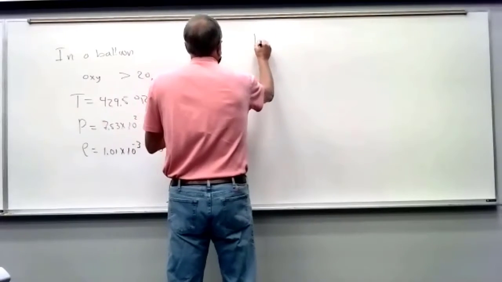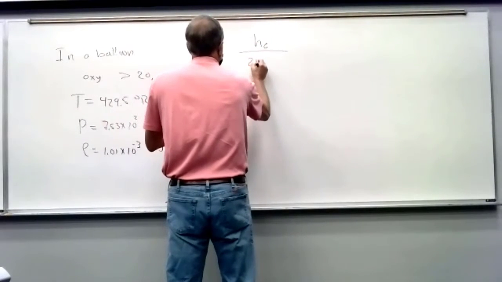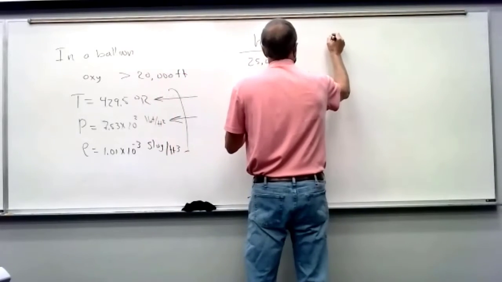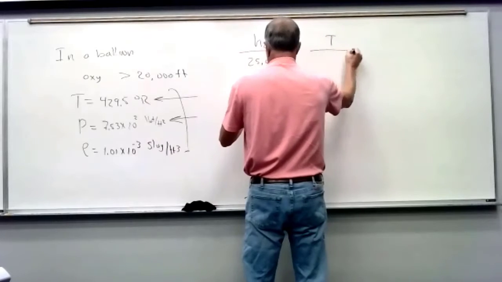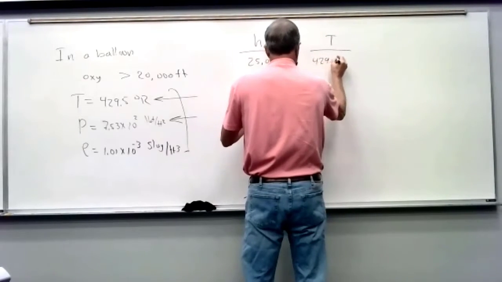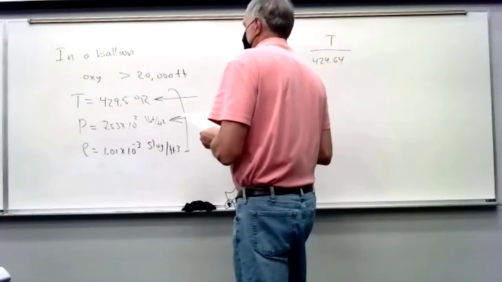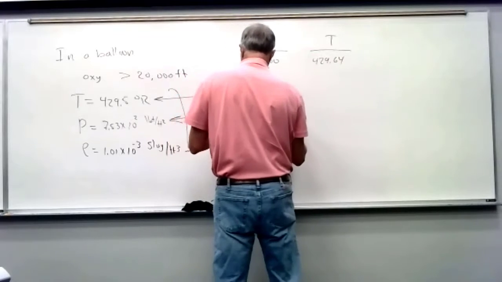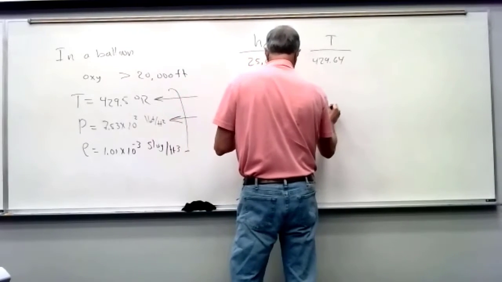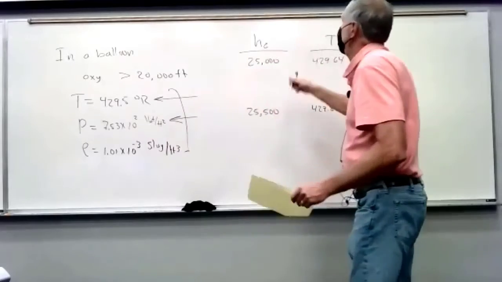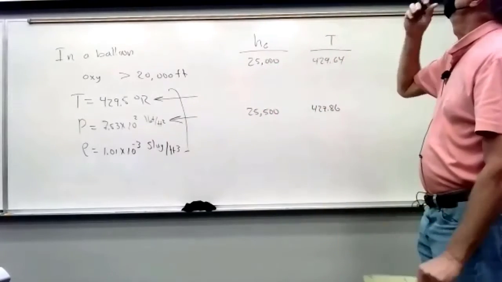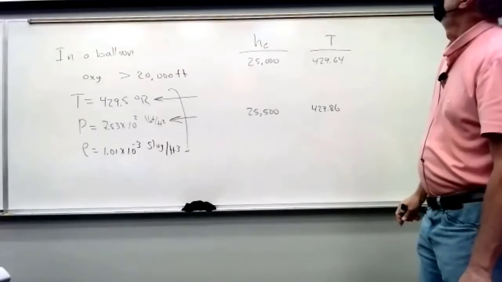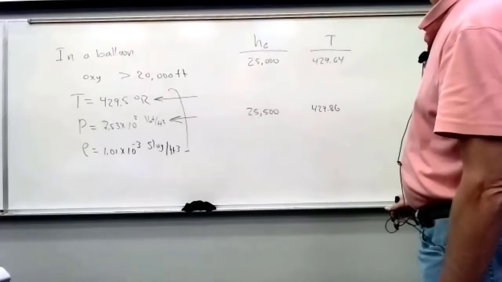So at 25,000 feet, we're going to read the temperature of 429.64. And then at 25.5, we get, this is from the table, so we just get this number. Did I copy it down right? 25.5.